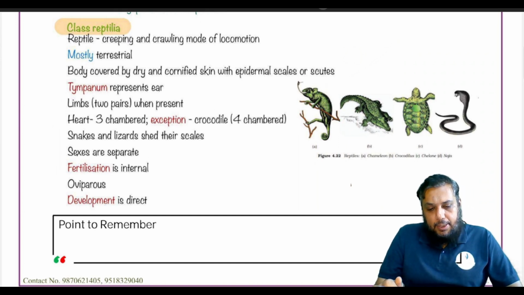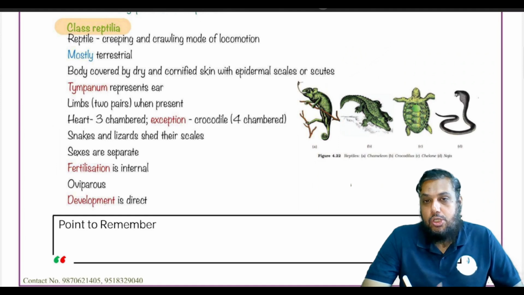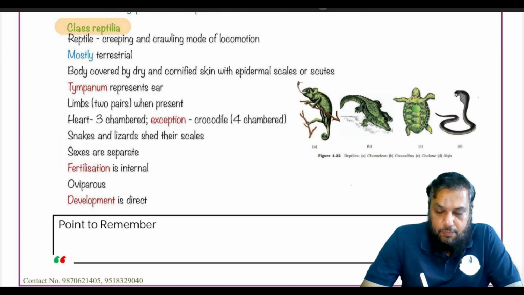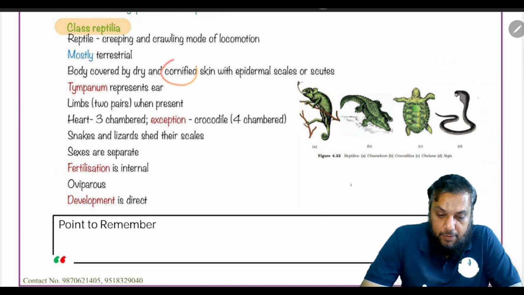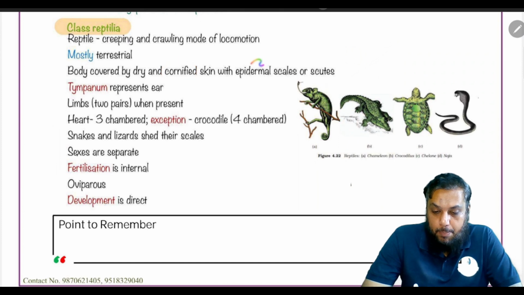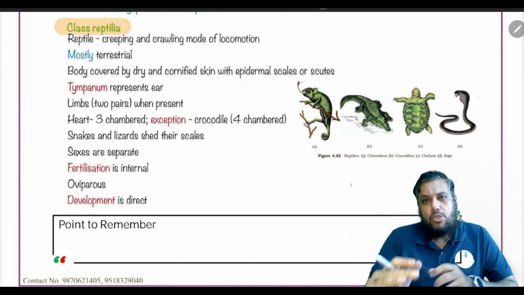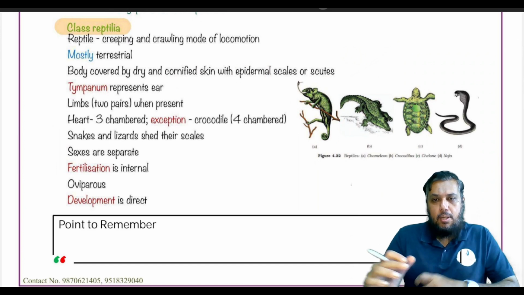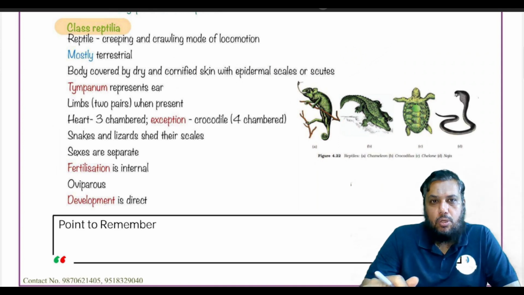They are mostly terrestrial. Now, as we saw, amphibians did not have an exoskeleton. Here their body is covered by an exoskeleton that consists of skin which is dry and cornified keratin, with epidermis giving out scales or scutes. तो अगर आप देखोगे क्रोकोडाइल को तो उसका जो सरफेस होता है एकदम रफ स्क्यूट्स होती है, and our common snake shows the presence of scales on its body.